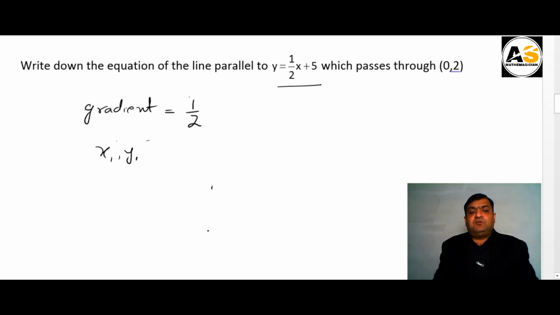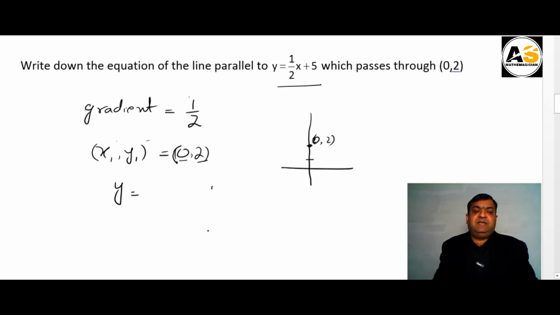Required line passes through the point 0, 2, where x1 is 0 and y1 is 2. This point 0, 2 is very important. 0, 2 means this point lies on the y-axis. So this 2 is basically the y-intercept of the line.